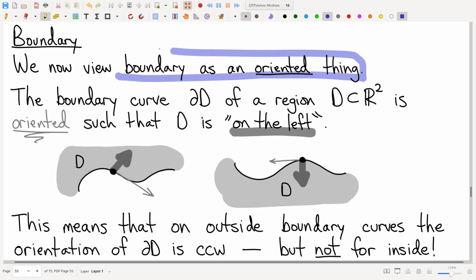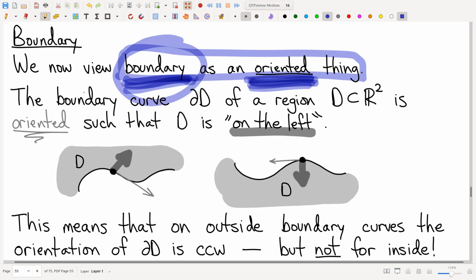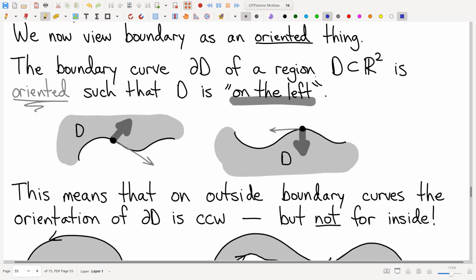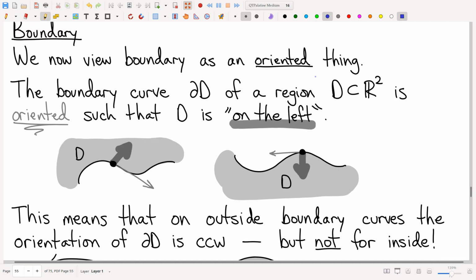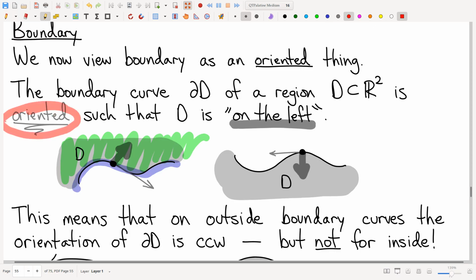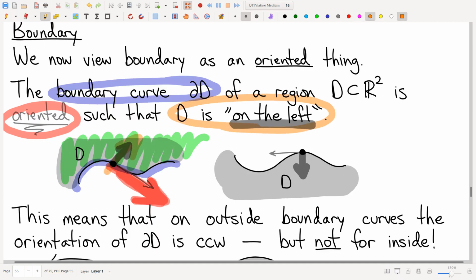Boundaries are oriented things. So henceforth, when you see the word boundary, that means oriented in a very specific way. That word is now a loaded word. Boundary means oriented according to a certain convention. Now, what is that convention? Here's the convention. It is totally arbitrary. It's arbitrary but standard. If you're talking about a region, let's say like this. Here's the boundary curve of that region. The orientation on that boundary is the direction that you would go along that boundary, whichever direction you would go along the boundary, that would put the region whose boundary you're talking about on your left.